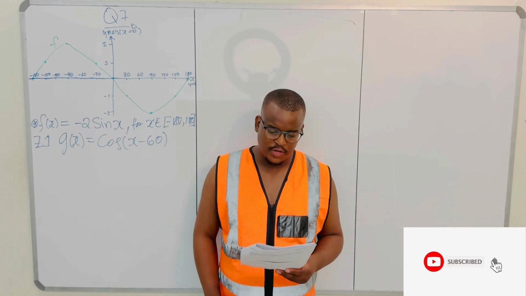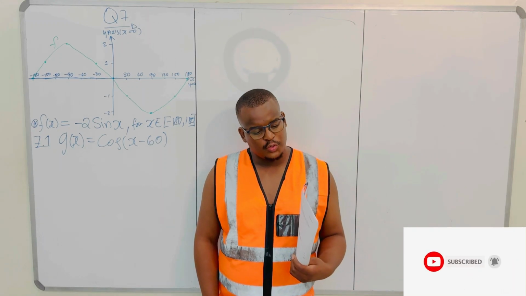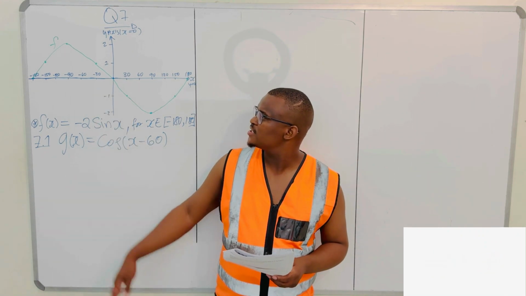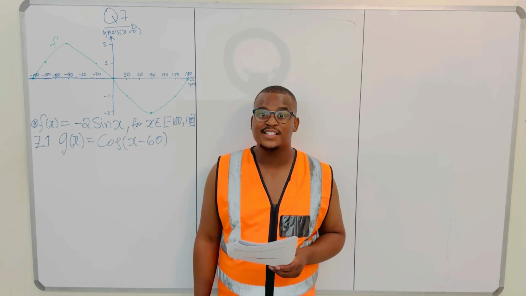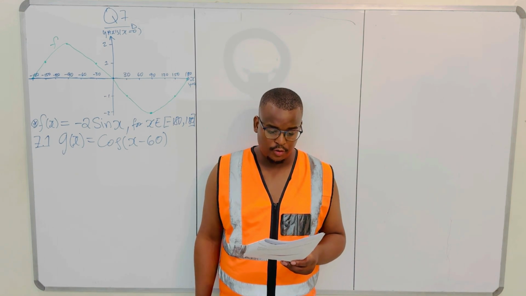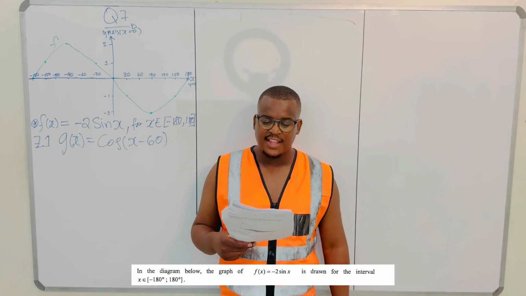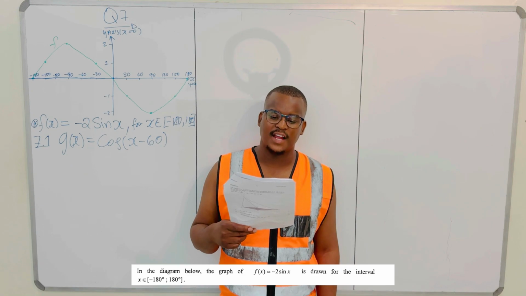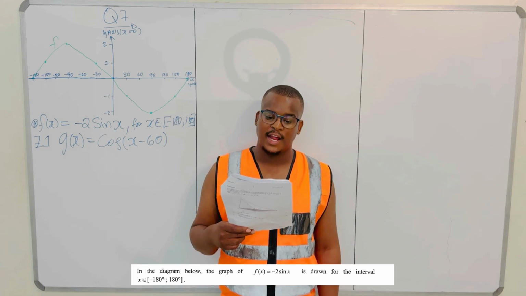So on this video, we're doing question 7 of the November 2021 question paper, Mathematics Paper 2. The topic is trig functions. So I'm going to read the question 7 statement and then answer the questions that follow. So let's go. They are saying, in the diagram below, the graph of f is drawn for the interval from x equal to minus 180 degrees to positive 180 degrees.